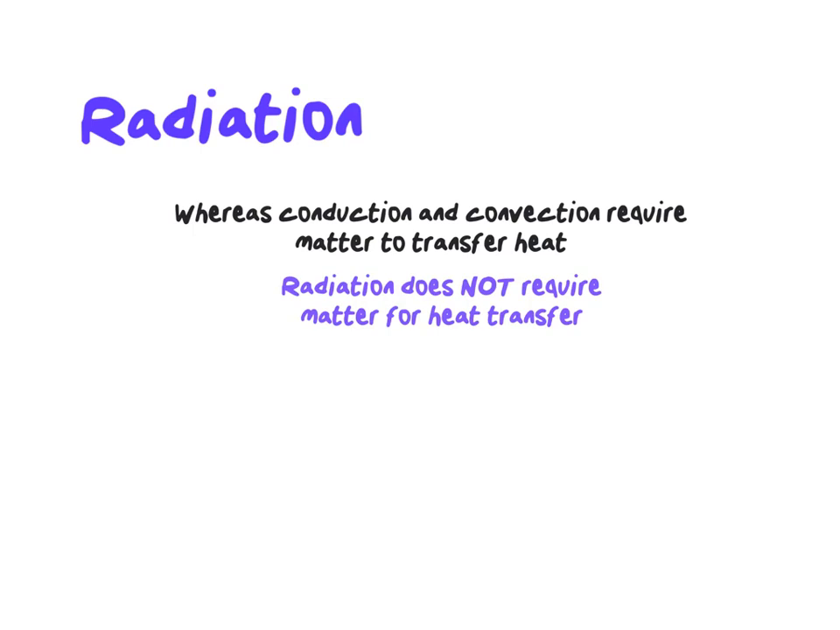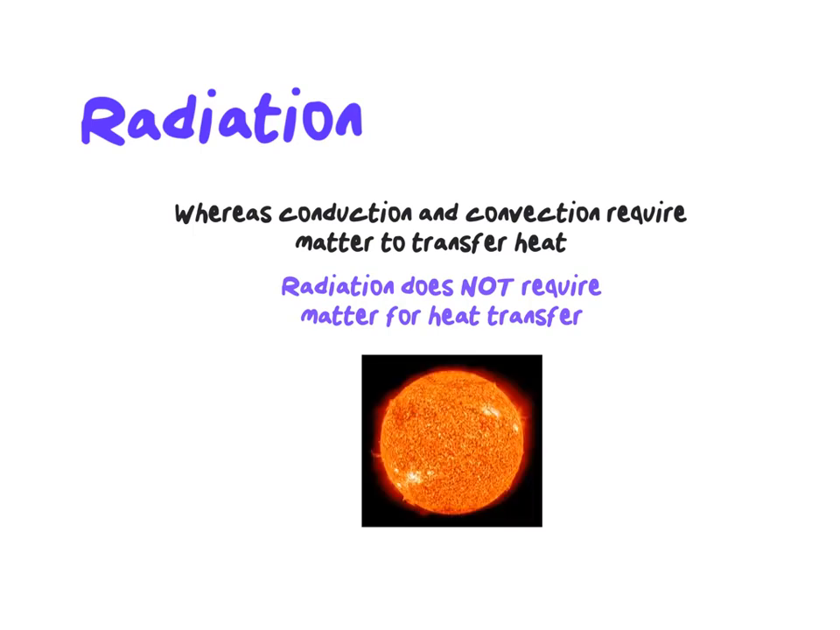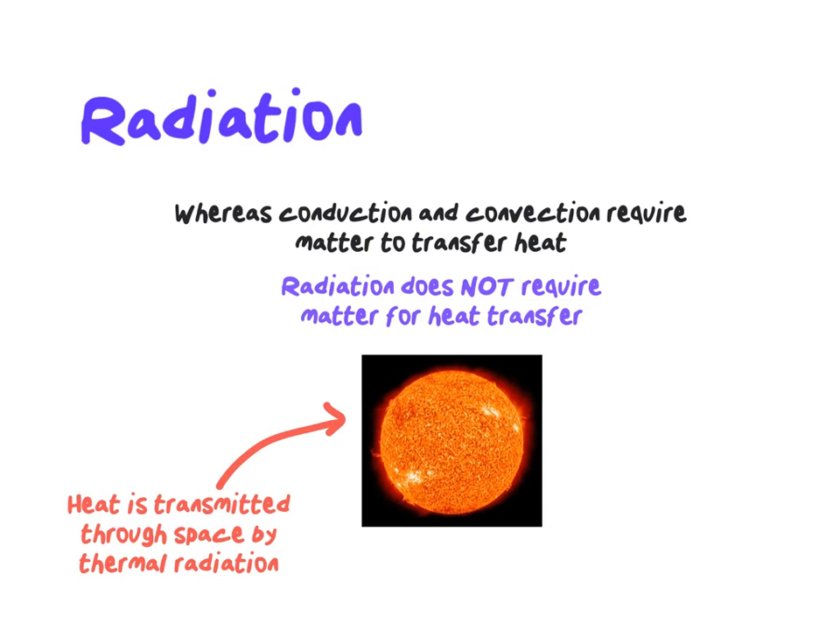For example, we feel heat from the sun even though we're not touching it, and there's no substance really between us and the sun that is uniform enough to transfer that heat. Heat can be transmitted through empty space by what we call thermal radiation. And thermal radiation, sometimes called infrared radiation, is a type of electromagnetic radiation. It's a kind of light, if you will.